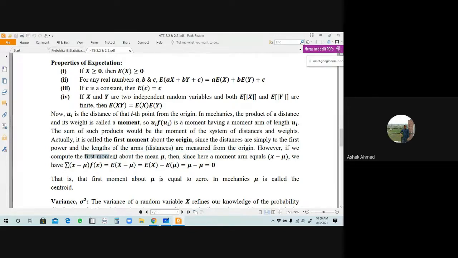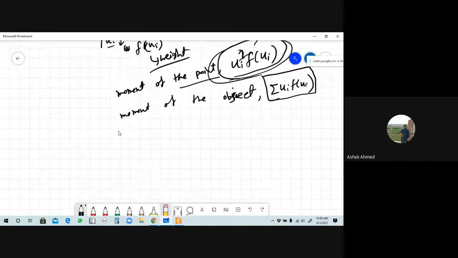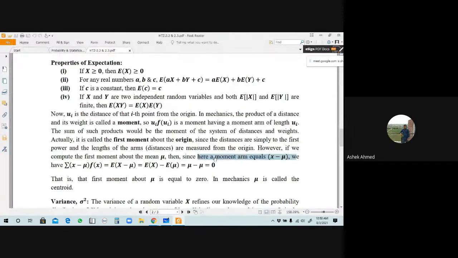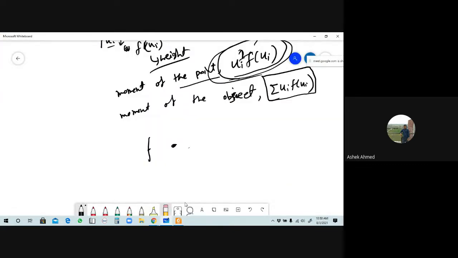However, if we compute the first moment about the mean mu, then since the arm is x minus mu, we can express this in another way. If this is a rotation axis and this is a particle, that's given. What do you mean by the first moment about the mean? If there is a particle on the x axis at distance x, and with respect to this mu we want to find out its moment.